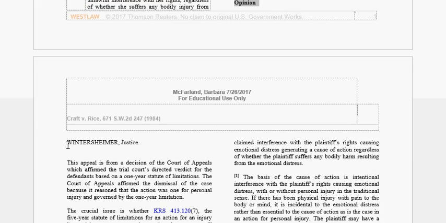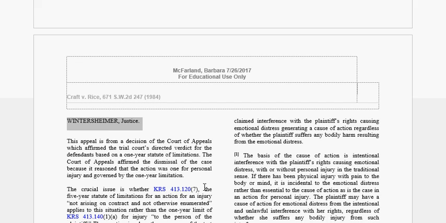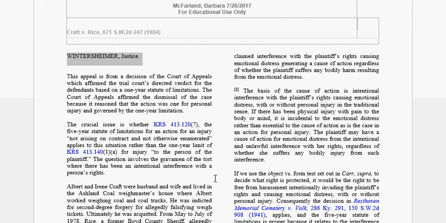The first thing you will usually see, and this is your clue that you are about to start into the opinion itself, is someone's name. This is Justice Wintersheimer. He is actually an adjunct here at Chase, so you may be lucky enough to take his Kentucky Constitutional Law class in one of your upper level years. Then you start into the opinion itself.